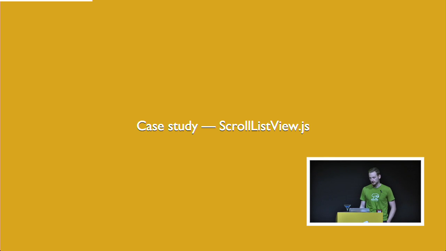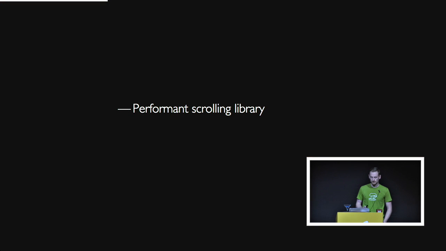So I'm going to go into a case study. This is a little project I built, and I had a performance issue with it, and I couldn't figure out what. So this is my journey and how I discovered what was going on and what the browser does. I read this library called Scroll List View. Just a bit of background on it: the idea was it's a performance scrolling library. It's not iScroll, it doesn't do the bouncing stuff.